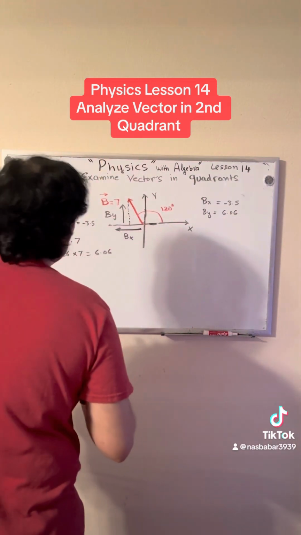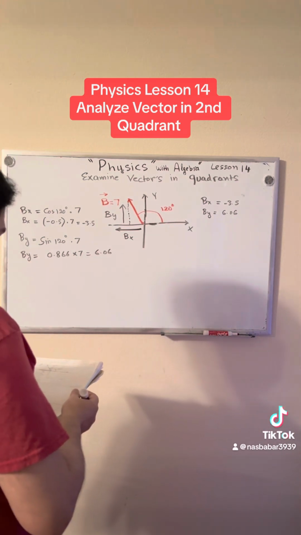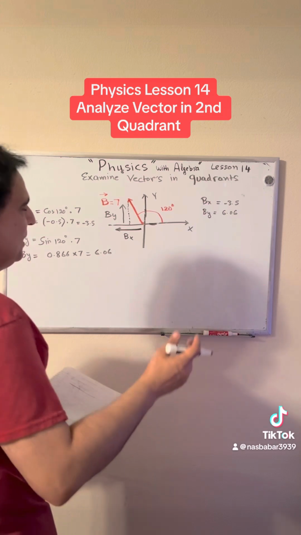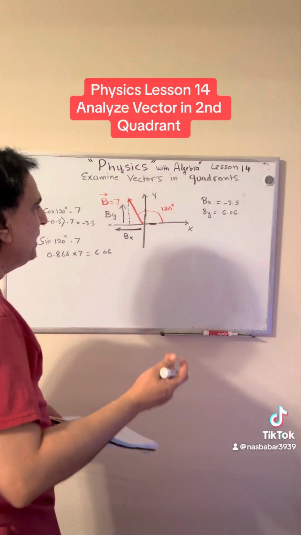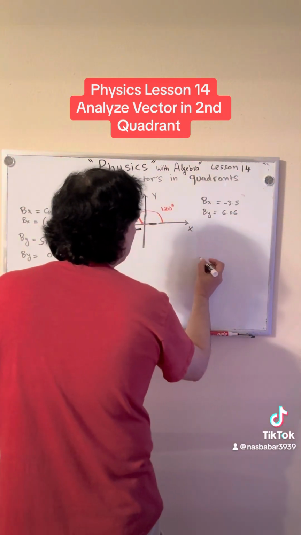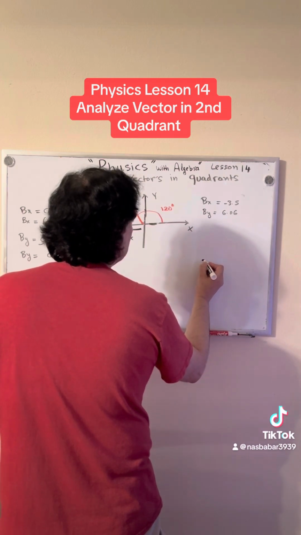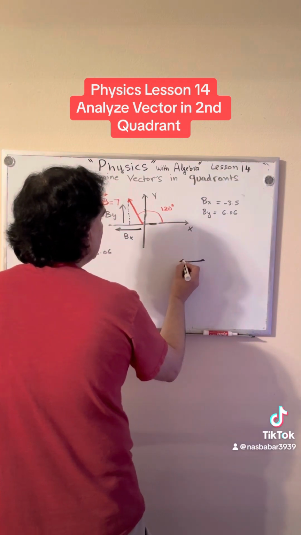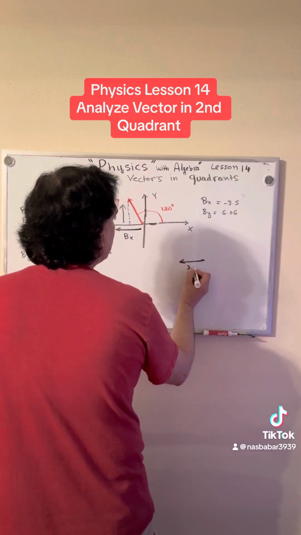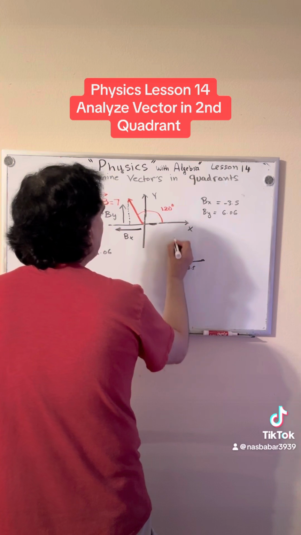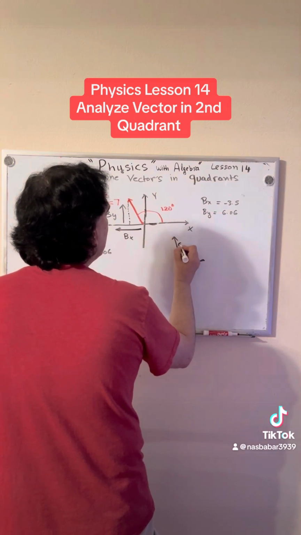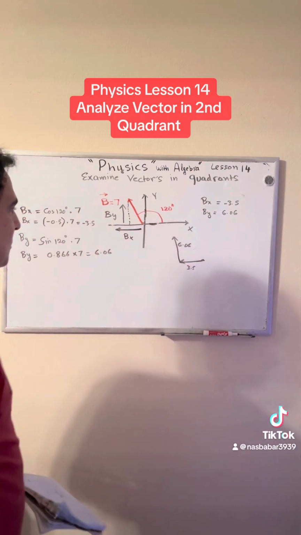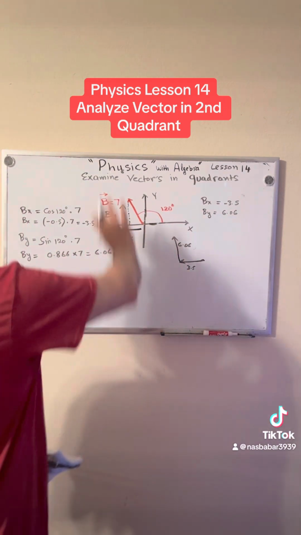So what I'm saying in layman's terms is that this is your point of origin. Then go left 3.5 meters, and then go up 6.06 meters. That is what I'm saying in layman's terms: go left and then go up.